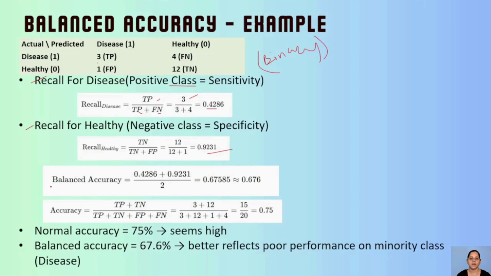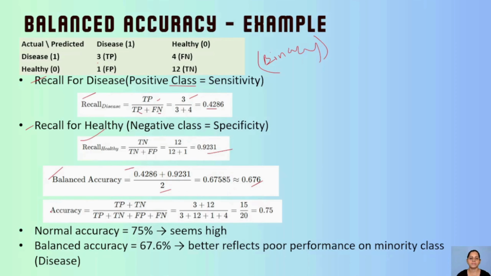So how are we going to calculate for binary? This is my balanced accuracy. We are just adding specificity with sensitivity. This is my sensitivity, this is my specificity. I have added them up and divided by 2. In a real scenario also, we add these and divide by the number of classes. So I got my balanced accuracy as 0.67.